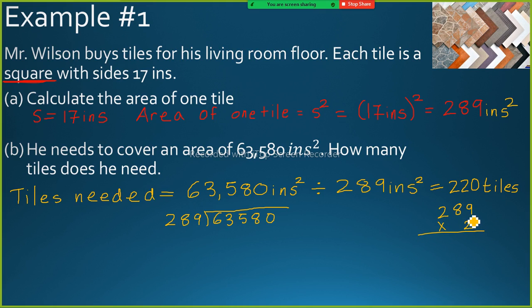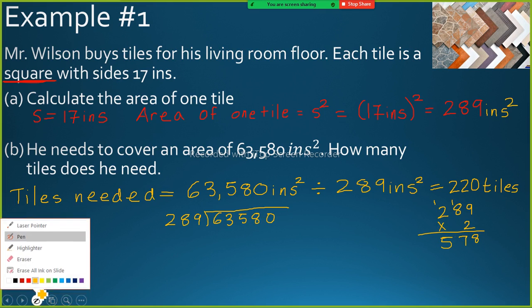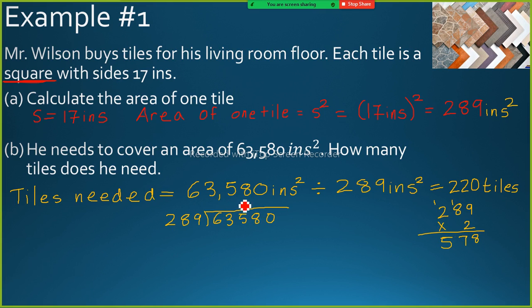2 times 9 is 18. 2 times 8 is 16, plus 1 is 17. And 2 times 2 is 4, plus 1 is 5. So that's 578. So if we put a 2 here, we know that 289 multiplied by 2 is going to be 578.